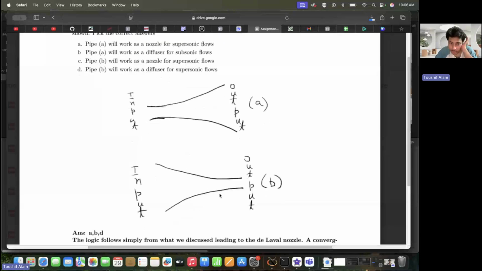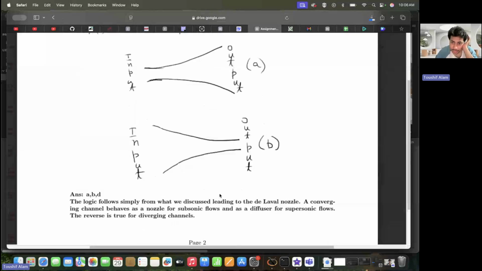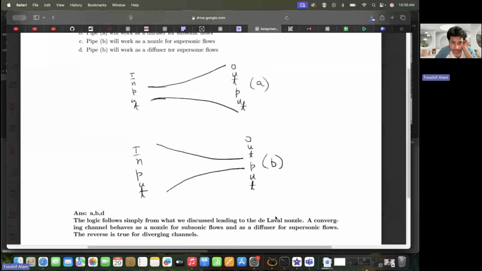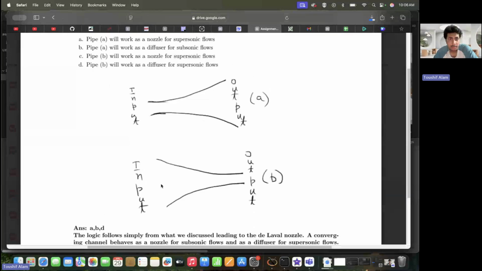The logic follows simply from the discussion leading to the de Laval nozzle. A converging channel behaves as a nozzle for subsonic flows and a diffuser for supersonic flows. This is a converging nozzle, right? Nozzle for subsonic flow and diffuser for supersonic flow. The reverse is true for diverging channels. Options B and D are correct.